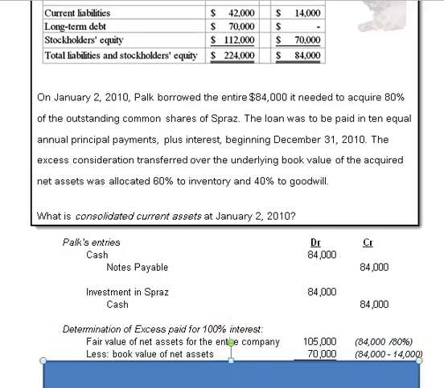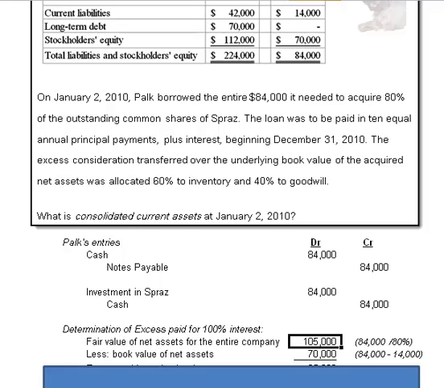So we've got to stop and determine the fair value of the company. Well, the fair value of the net assets of the company is actually $105,000. Here's how we know. They paid $84,000 for 80%. So $84,000 divided by 80% gets you $105,000. Okay, so there's my calculation, equals $84,000 divided by 80%. That's $105,000. The net book value of the net assets were $70,000.